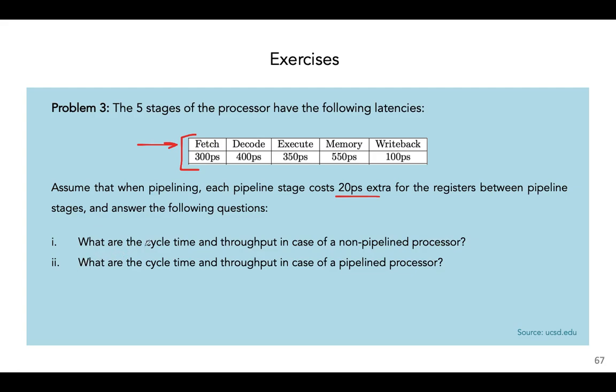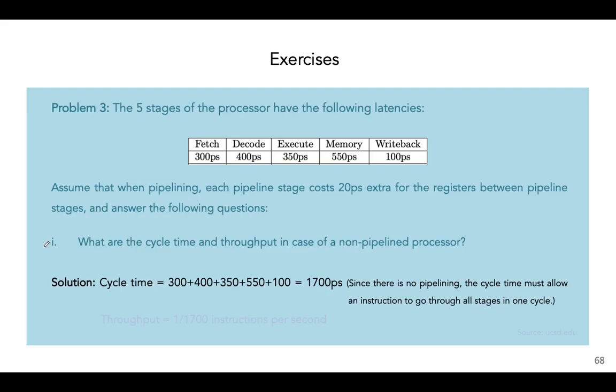First, what are the cycle time and throughput in case of a non-pipelined processor? If these stages were supposed to be executed in a non-pipelined manner, what would be the cycle time and throughput? And what would be the cycle time and throughput if a pipelined processor was used? So again, the same stages, but now pipelining will be used. So you have to find the cycle time and the throughput in each of these cases. So let's first take up the first part, in case of a non-pipelined processor.